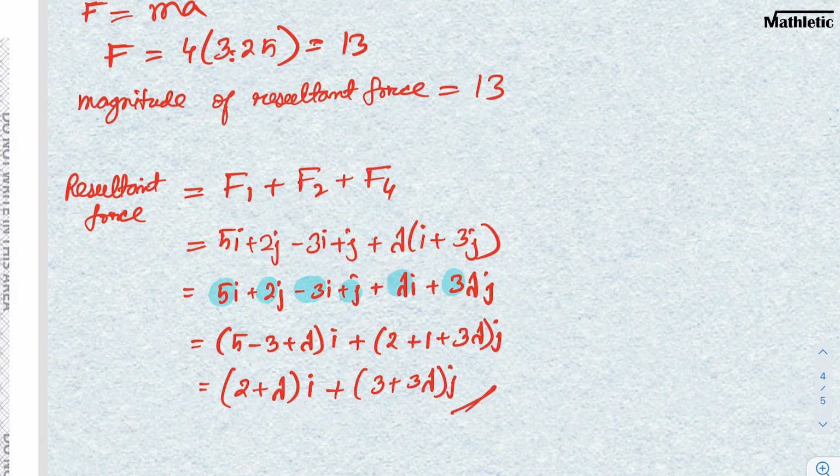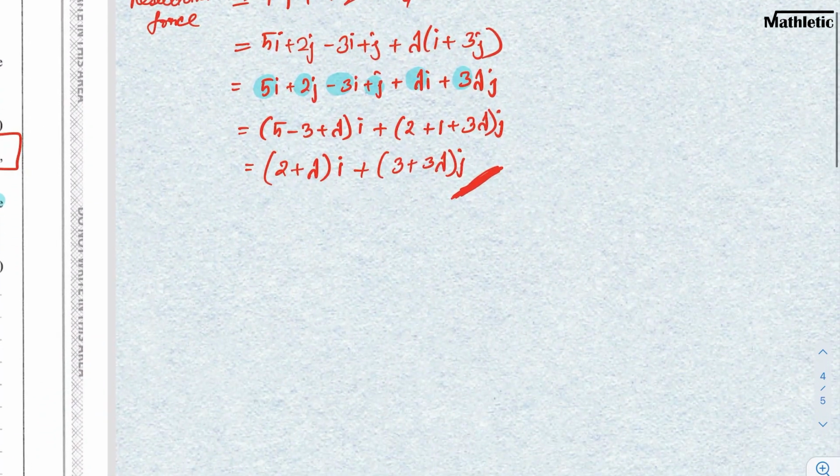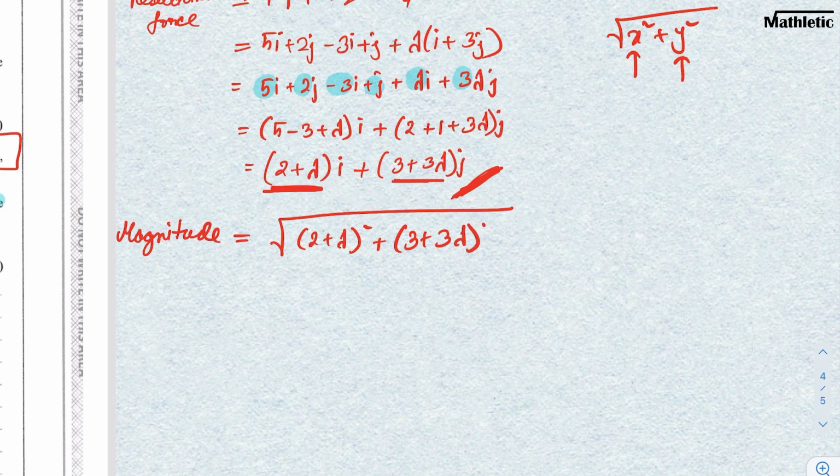So this is the vector format of the resultant force in terms of i and j obviously, but this 13 is the scalar version, which is the magnitude of the force only. If we try to calculate the magnitude here, that should be the modulus of this, right? So the modulus of any vector is the square root of x squared plus y squared, which are the coefficients of i and j. So (2 plus lambda) and (3 plus 3 lambda).